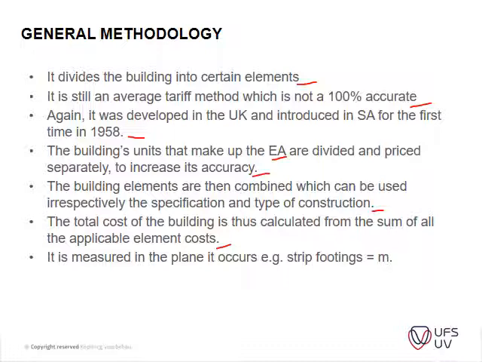So you build up your rates by actually measuring each item and getting an elemental tariff that you can use for the different sections. It is measured in the plane it occurs in. So for instance, strip footings are measured in meters, and your surface beds are measured in square meters. So it puts the measurement in a much more logical way.